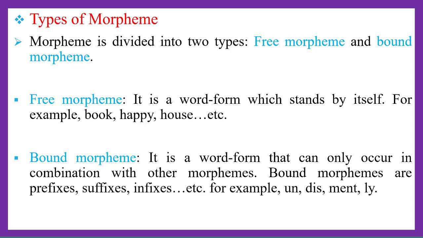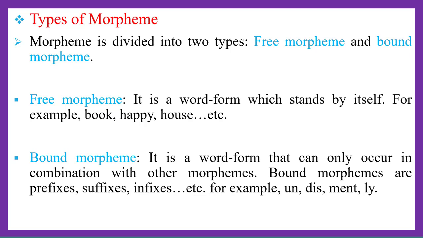Now, what are the types of morpheme? We have two types of morpheme: free morpheme and bound morpheme. A free morpheme is a word form which stands by itself. For example, book, happy, house. These words stand by themselves. They are meaningful. Book, happy, house are meaningful, and they can stand on their own, right?